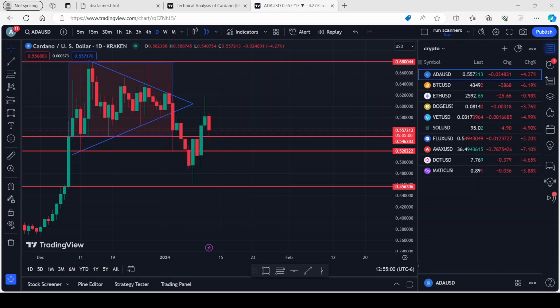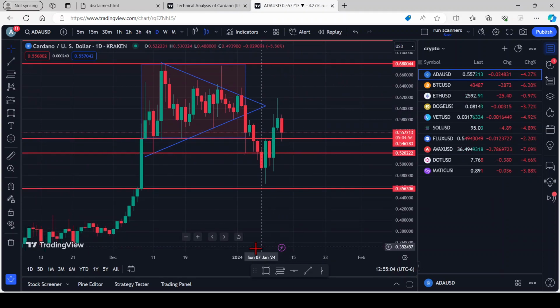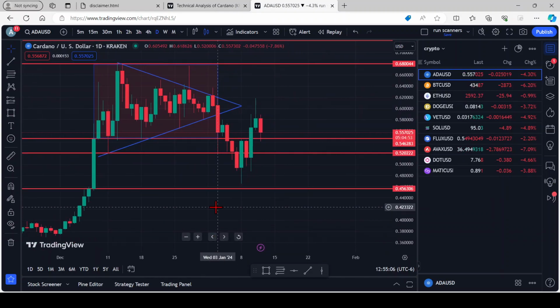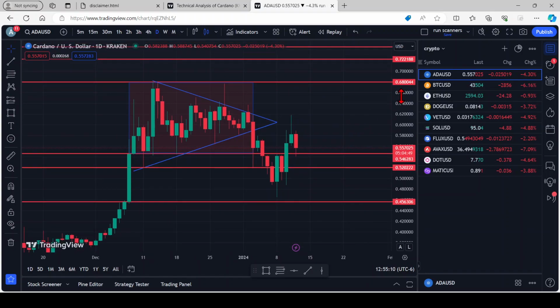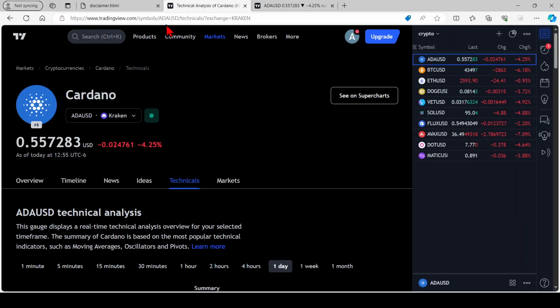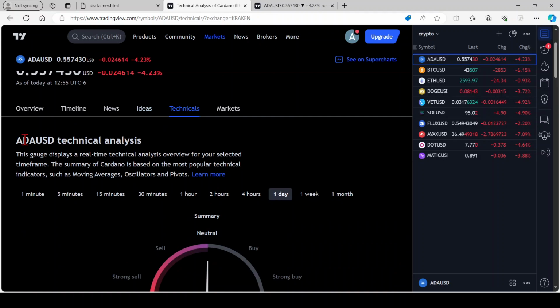All right, I see some calls for concern on ADA here in the next few days, maybe a couple of weeks, and I want to talk about that in this video right now. To get us started, we're going to look at one of my favorite tools that I like to use, that is tradingview.com, and we're going to look at the technical analysis for ADA. We'll start on the daily time frame.